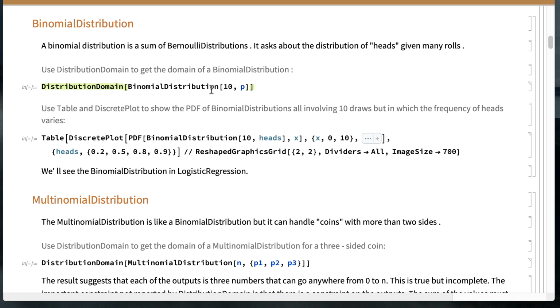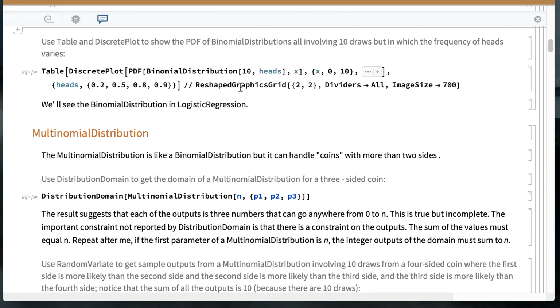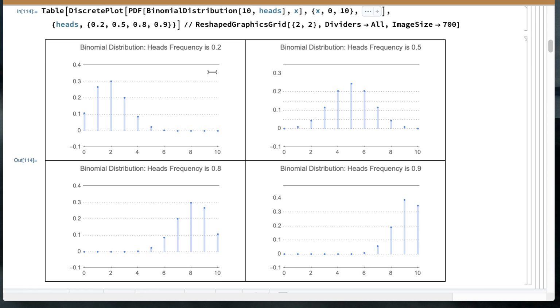So if I have a binomial distribution with a first parameter of 10, that's the number of rolls or draws, and p is the frequency of heads. We can ask what's the distribution domain. Well, what could happen? Let's see. I could roll and never get a head. I could roll and they could all be heads. And so it's the span from 0 to 10. We can look at a plot of the PDF of the binomial distribution when it has 10 rolls for different frequencies of heads. And you can see right here what that looks like.